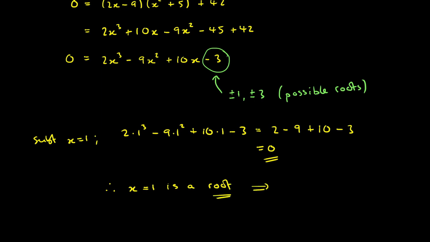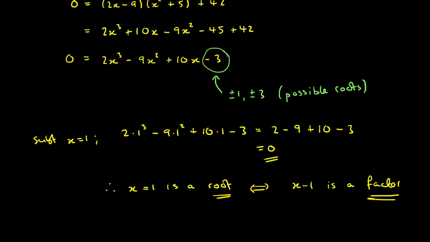And by the factor theorem, that means that x minus 1 is a factor. If you just want a recap of the factor theorem, it states that if x equals a is a root, x minus a is a factor, and vice versa. So for example, if 3 is a root, x minus 3 is a factor. If 5 is a root, x minus 5 is a factor. If negative 2 is a root, x minus minus 2, so x plus 2, is a factor. And vice versa, if x minus 10 is a factor, x equals 10 is a root.